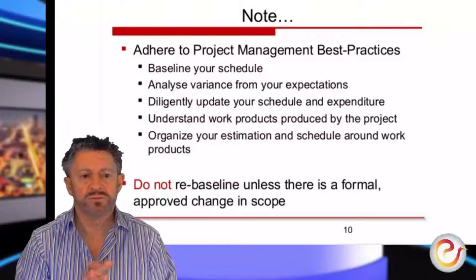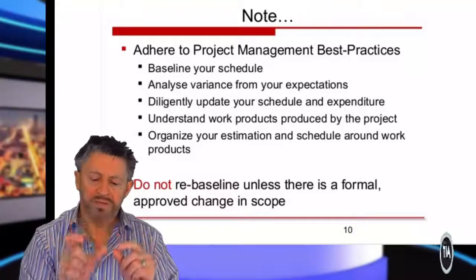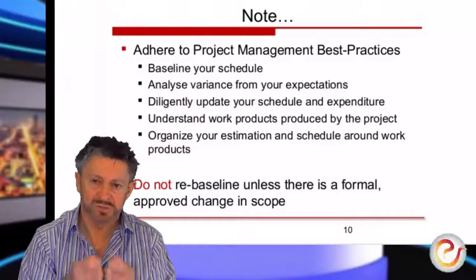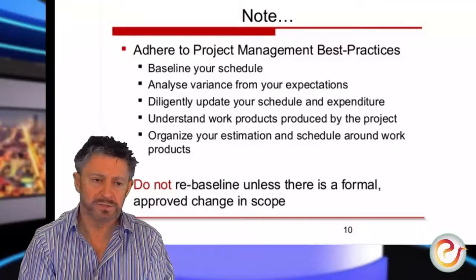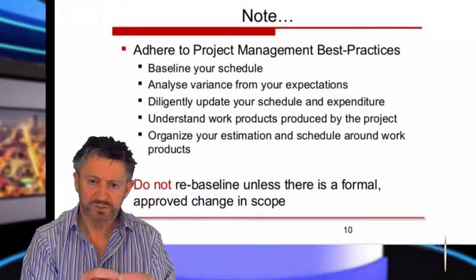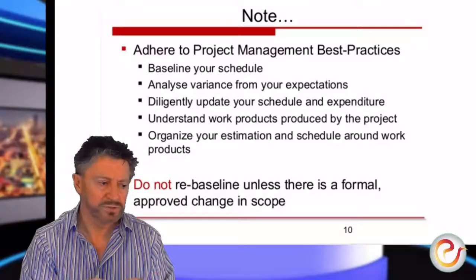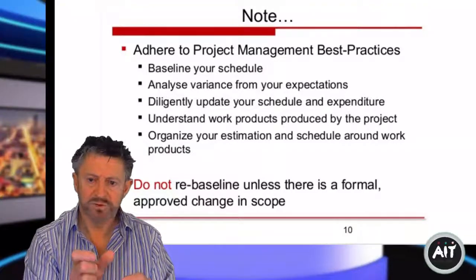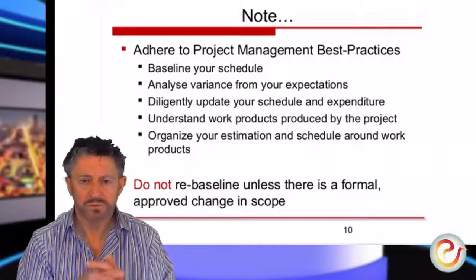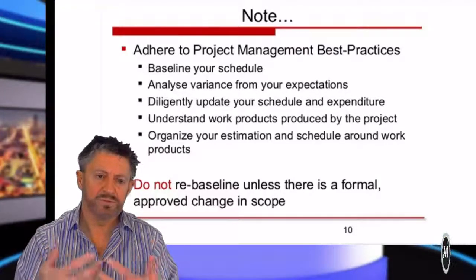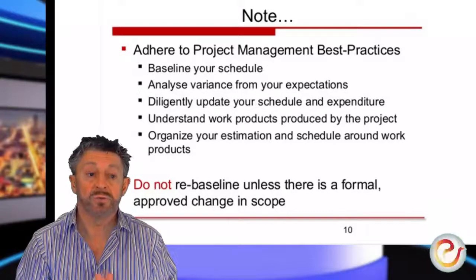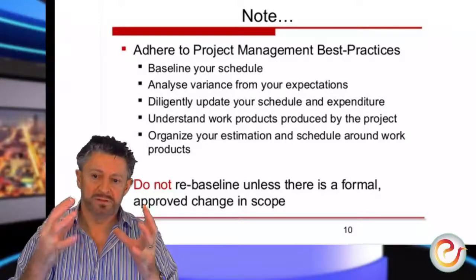Understand work products produced by the project, and what that means is what the actual activities, these are work products or the work breakdown structures, the outputs, the deliverables, to use the correct terminology. So people do something, they use machineries, they produce something. It could be 10 lines of code, it could be a new piece of equipment, or it could be a component. They're outputs, they're deliverables. So when you know what's going on in your project, organize your estimation and schedule around work products. So you can clearly identify.